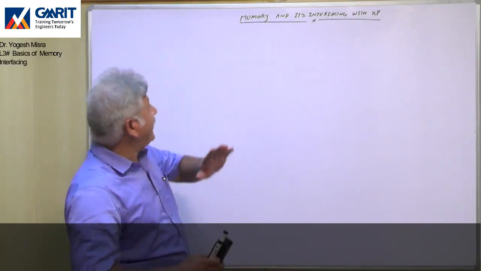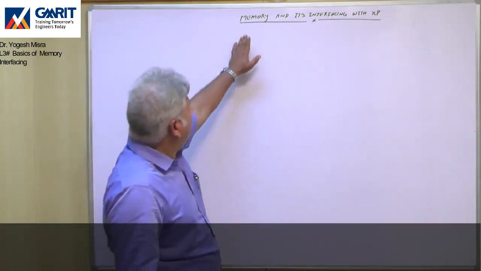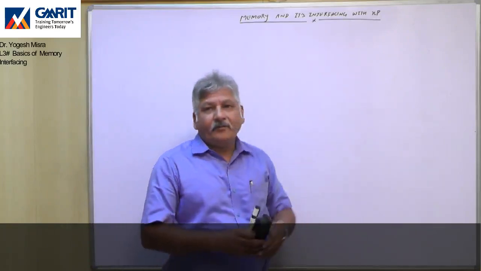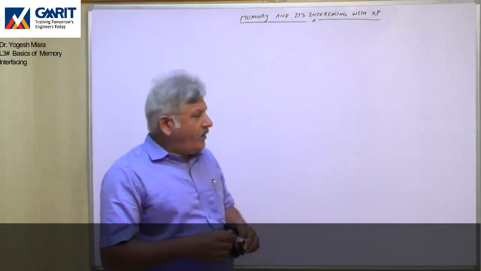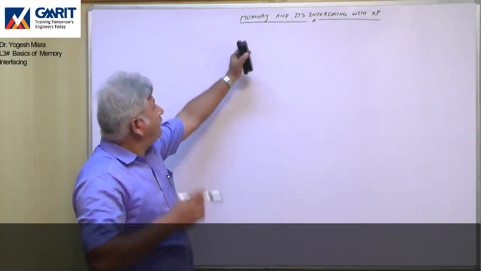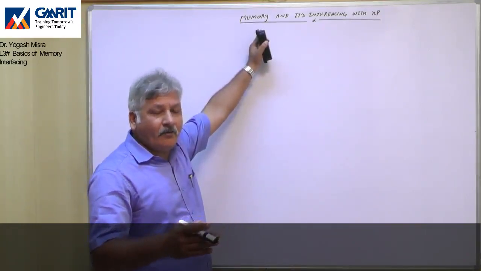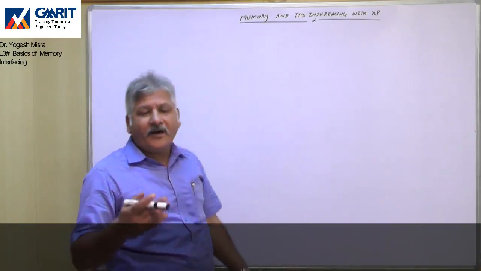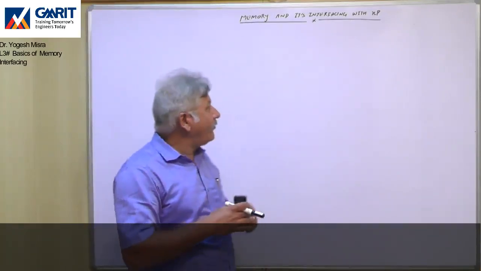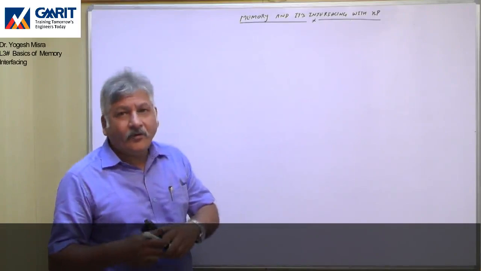Now, in today's lecture, we will see memory and its interfacing with microprocessor. As we know, there are two types of memory. One is ROM, that is read only memory. Another is RAM, that is random access memory. So for our discussion, we will take one RAM.